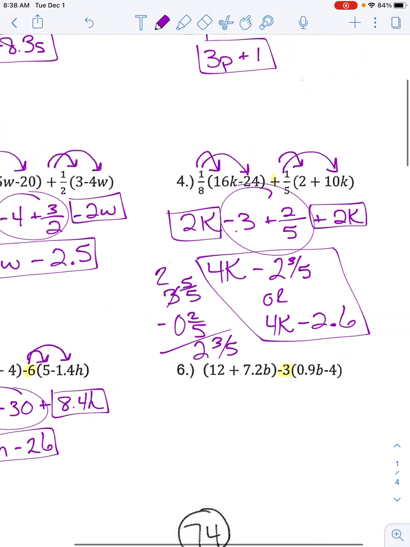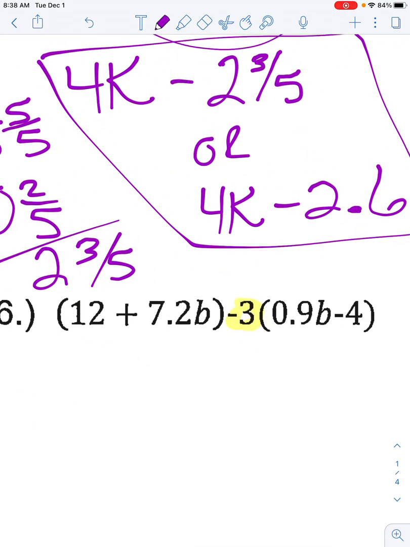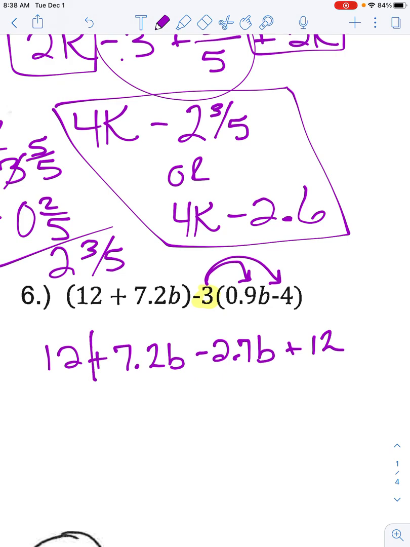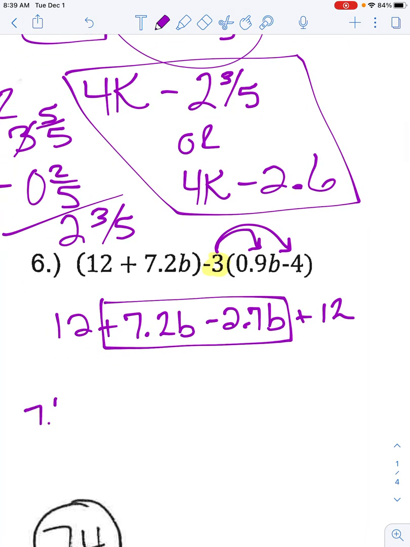Number 6, same thing. We're distributing with a negative 3. Nothing to distribute on the left, so just bring down 12 plus 7.2b. And on the right, we're going to do a negative 3 times a positive 0.9b, which is a negative 2.7b. And a negative 3 times a negative 4 is a positive 12. Combine like terms. I've got 7.2 minus 2.7.